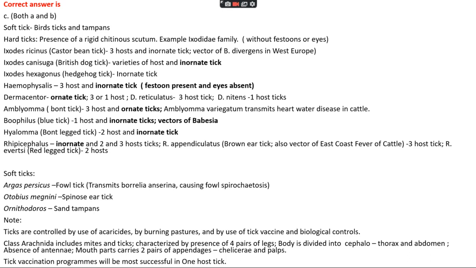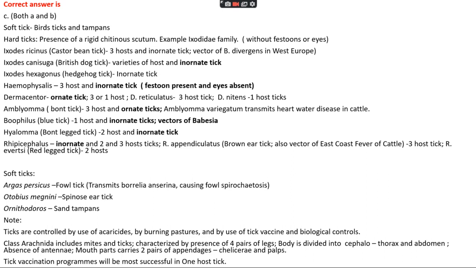Ticks are controlled by using acaricides, which are those medicines that kill ticks, by burning pastures, or by use of tick vaccines and biological control. A tick vaccine program will be more successful in the case of one host ticks.